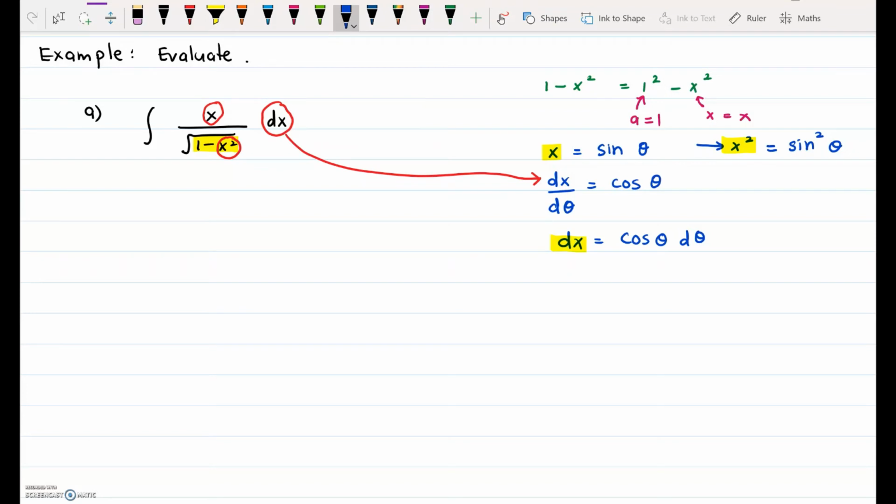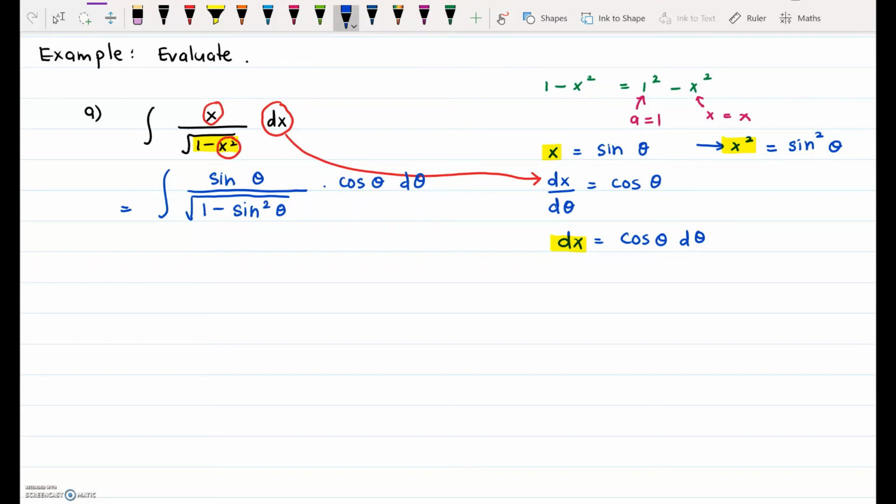Okay, so now what will happen with your solution? The solution now will be the integration of, x will be sine theta, divided by the square root of 1 minus, and your x squared is sine squared theta, and your dx now is cos theta d theta. Alright.